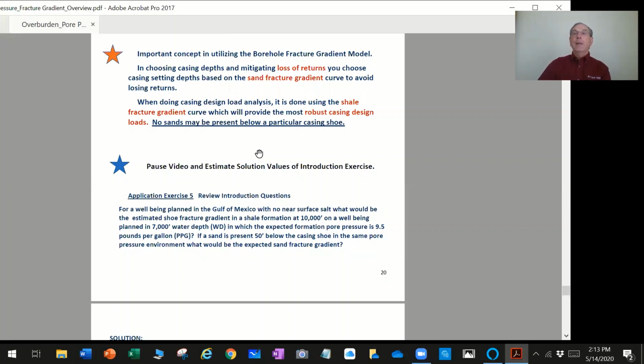We want the highest robust loads to protect people and the environment. If you ask any engineer what's the main task that you have, it is to protect people and the environment. You always have to remember there may be no sands present below a particular casing shoe. You may know from offset wells and think there's going to be several sands below a casing shoe, but in the real world, you may drill out and they may be faulted out and there are no sands in a section that you thought was going to have some sands.